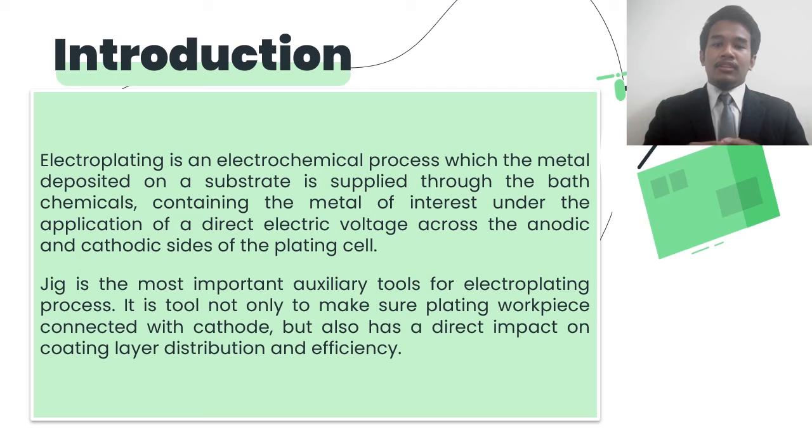The jig is the most important auxiliary tool for the electroplating process. It is a tool not only to make sure the plating workpiece connects with the cathode, but it also has a direct impact on the coating layer, distribution and efficiency.